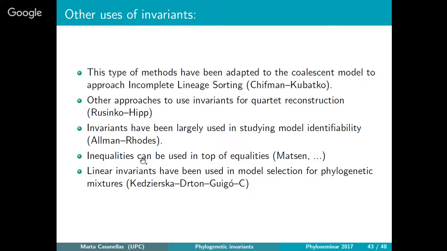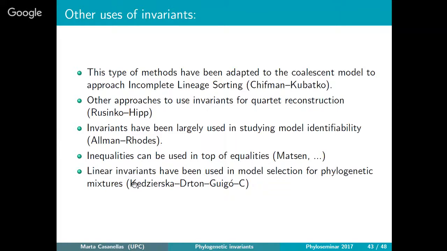Inequalities: I've been talking only about polynomials, but probabilities are positive, and we have not been using this. They can be incorporated, like Eric Madsen, you did something like that in a paper, and also most recently Allman and Rhodes and Taylor have some results that involve inequalities, and also some new paper by Kayakubias. It's not published yet.